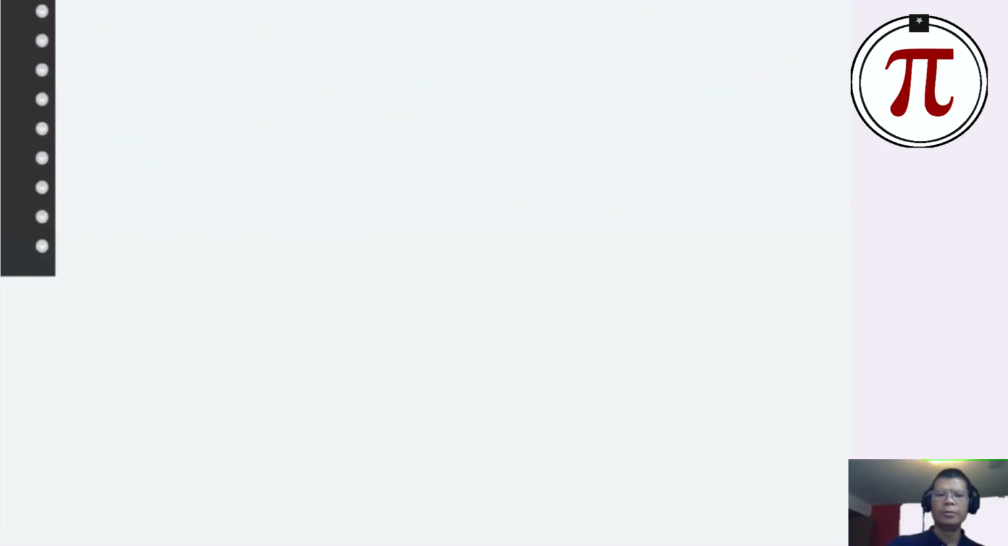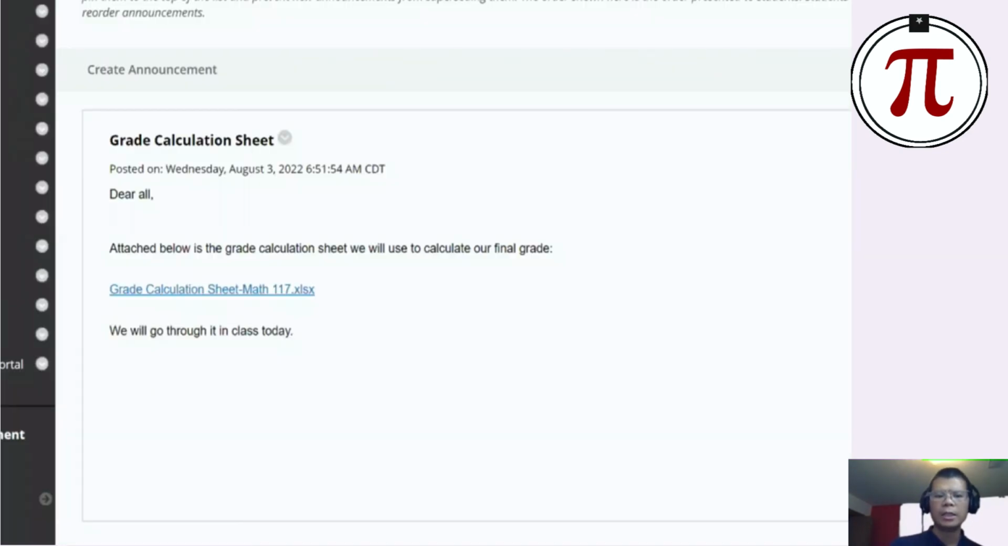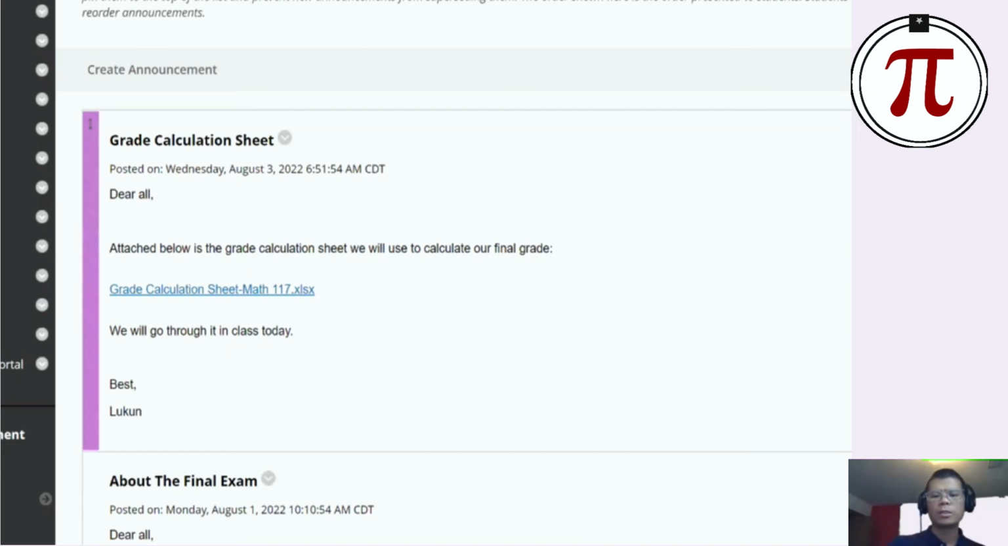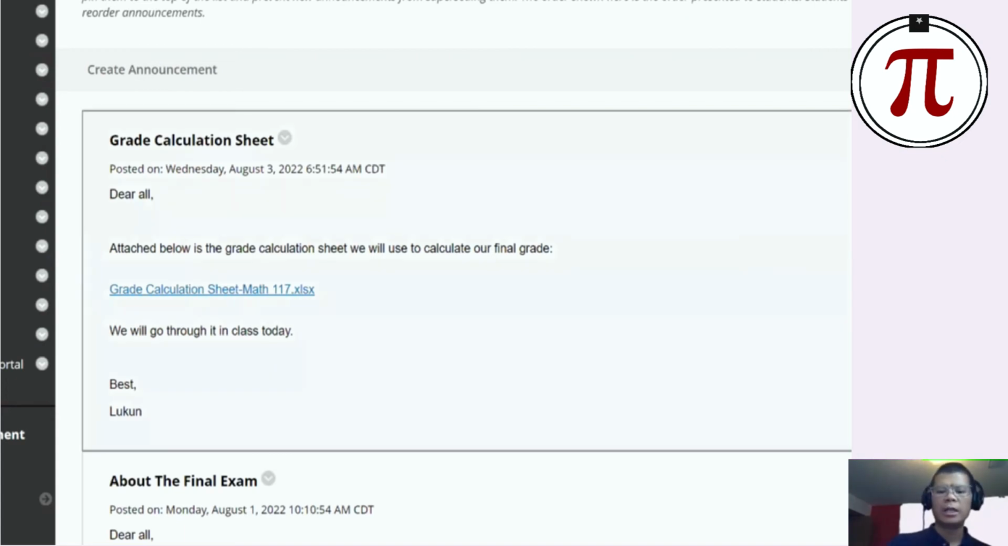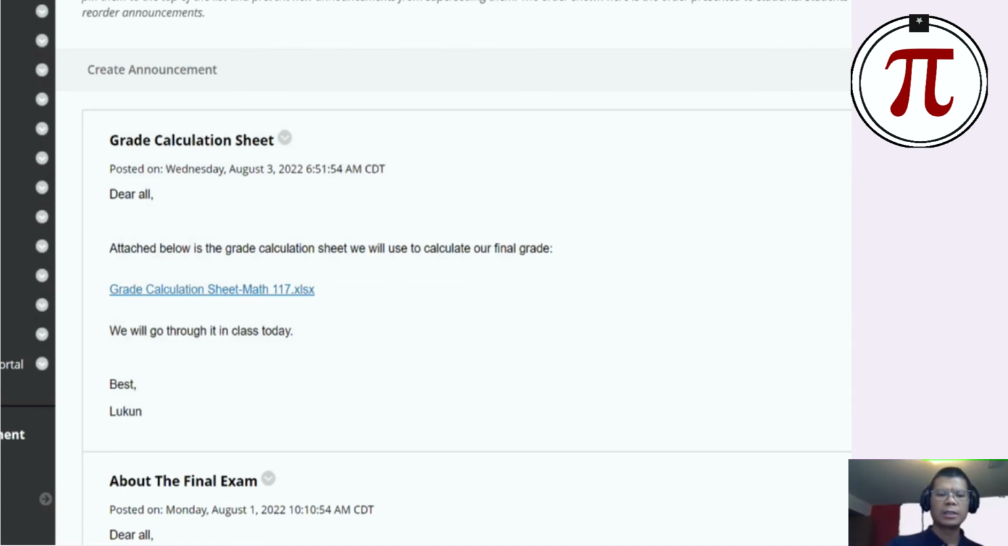Okay, here we go. Right, the announcement. Grade calculation sheet. Attached below is a grade calculation sheet we will use to calculate the final grade. You can simply download this Excel sheet and open it. All right, you will get something like this.